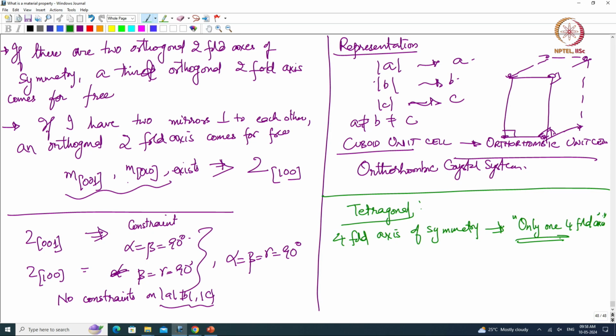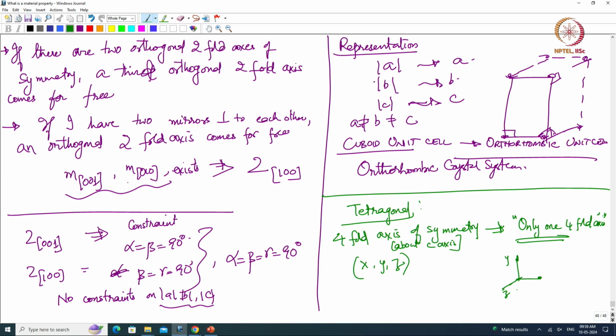Right. Only one is the important thing. Okay. So, now if I have a four-fold axis of symmetry, what does a four-fold axis of symmetry do? If I have x, y, z, so x is along the a axis, y is along the b axis, and then z is along the c axis, right. So, about the c axis, let us say this is about the c axis. I have a four-fold axis of symmetry about this axis, which is coming out of plane, right.